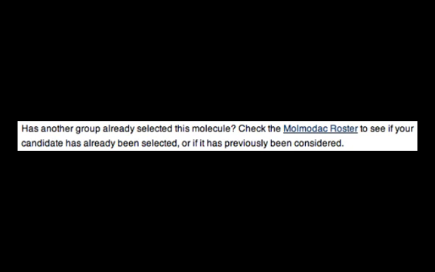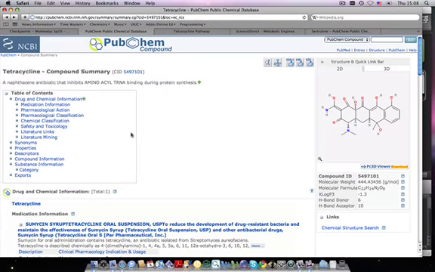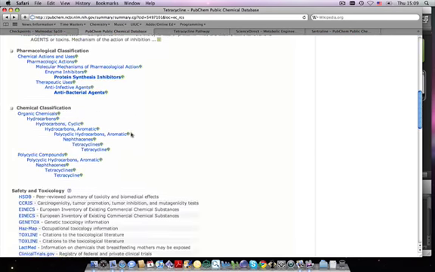The second question asks whether a previous group has already selected this molecule. Of course, since this is the first semester of the MOMADAC project, you won't have to worry about this question. The next question asks whether the molecular mechanism is understood in terms of the bonds and atoms of organic chemistry, and you can get an idea of this by going to a broad database site like PubChem and looking in the literature section over some of the articles that have been written about the molecule.